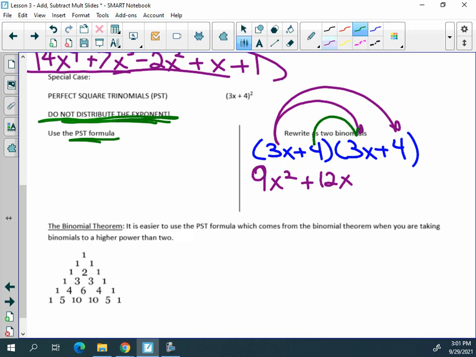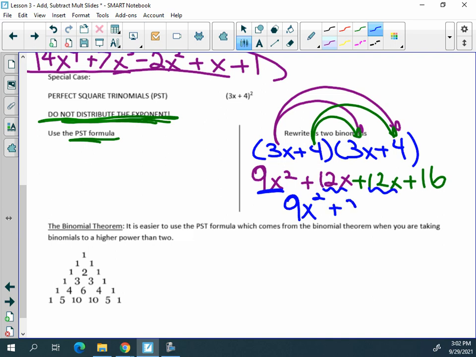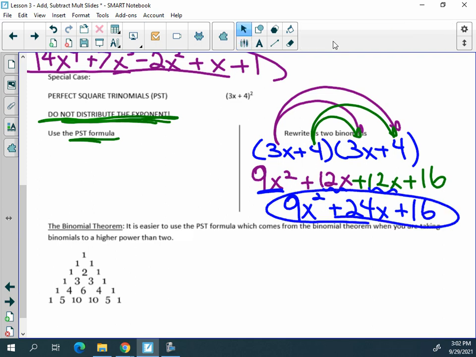4 times 3x is 12x, and 4 times 4 is 16. So my final is 9x squared, right? 12x plus 12x is 24x, and then plus 16. There's my final simplified answer, which is a lot different from if you just said, oh, distribute your exponent, 9x squared plus 16.